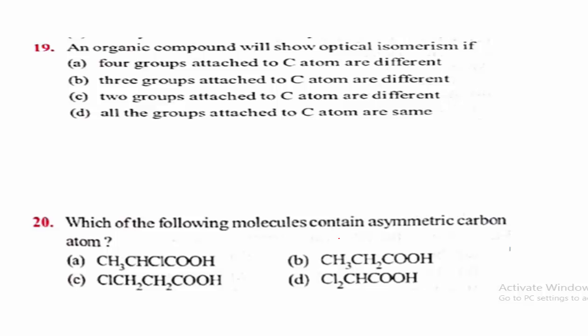Okay students, remember one thing. If the compound should show optical isomerism, then it must and should contain an asymmetric carbon atom.